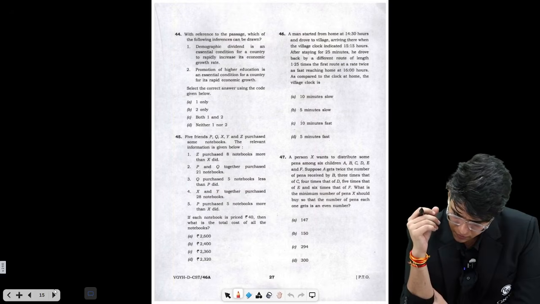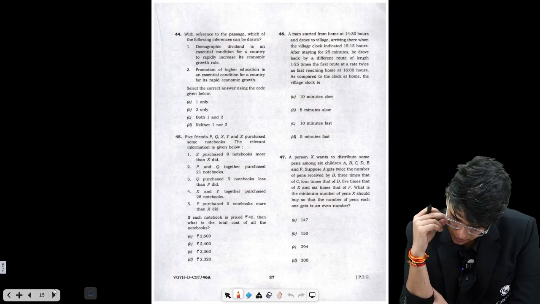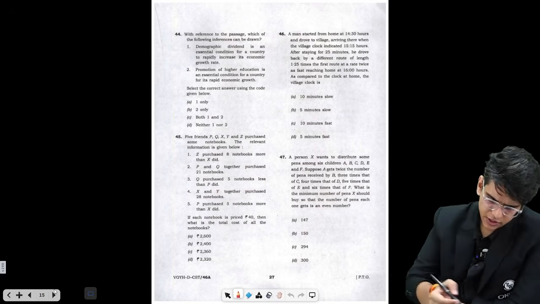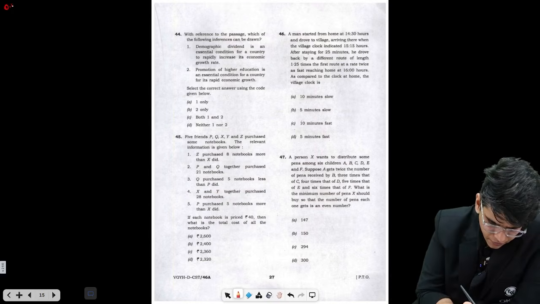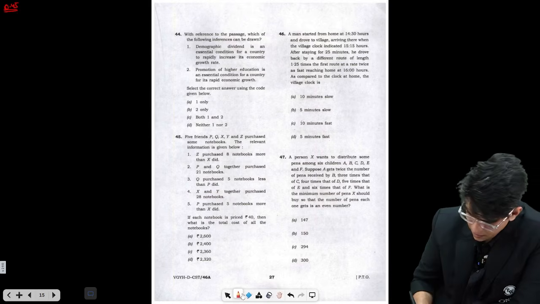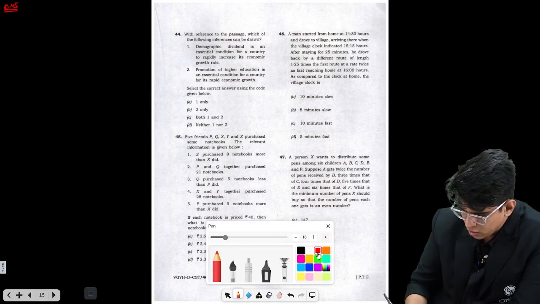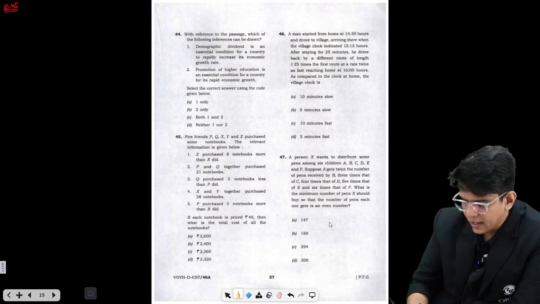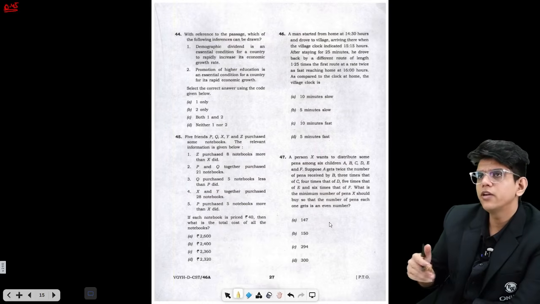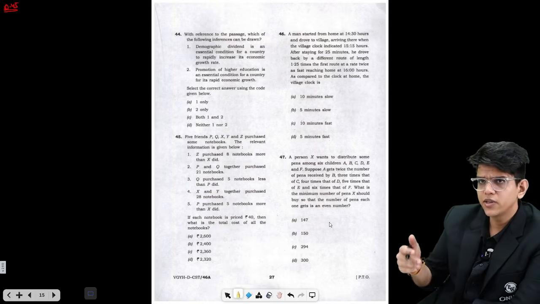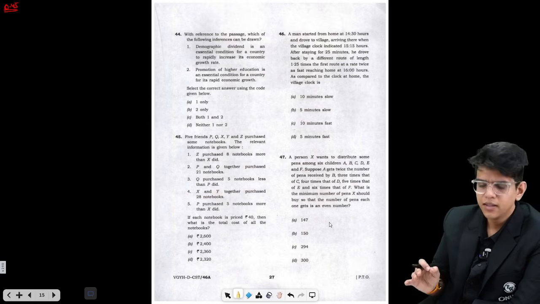So here, can we solve some questions? Like question number 45. The paper is a bit lengthy. While solving, I am getting a sense that I am not able to go through the questions very quickly. The question paper is a bit lengthy.